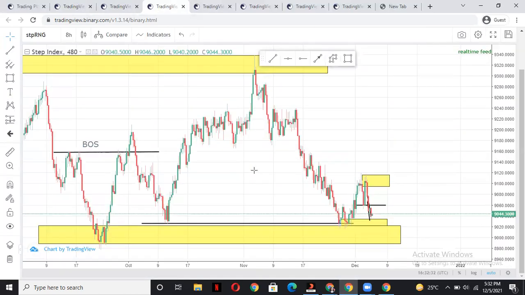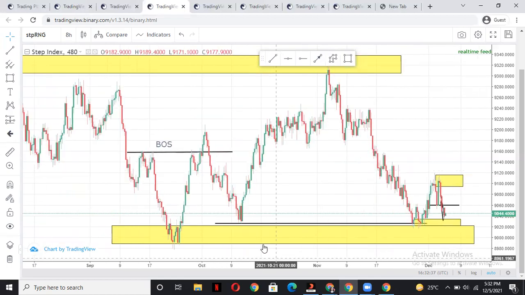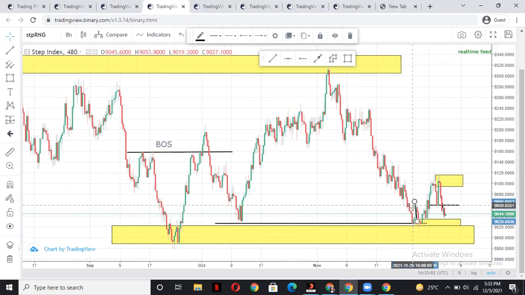And this is Step Index. Looking at Step Index closely, you can see price has been pushing down for some days now. But when you look at this place, we have a break of structure around this point. Price has gone up on the 8 hours time frame.